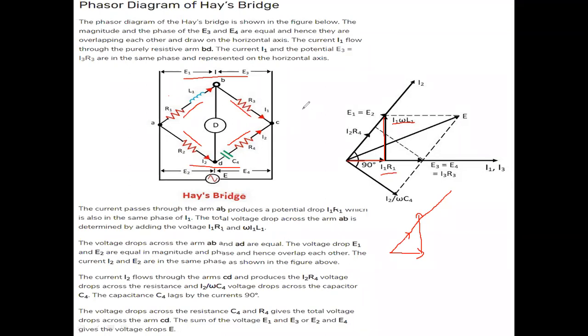With respect to the resistance, there is a certain amount of capacitance. The capacitance voltage drop is represented as I2 into omega C4, and the capacitance lags with respect to the current by 90 degrees. That is, I2 into omega C4 lags with respect to the current I2.